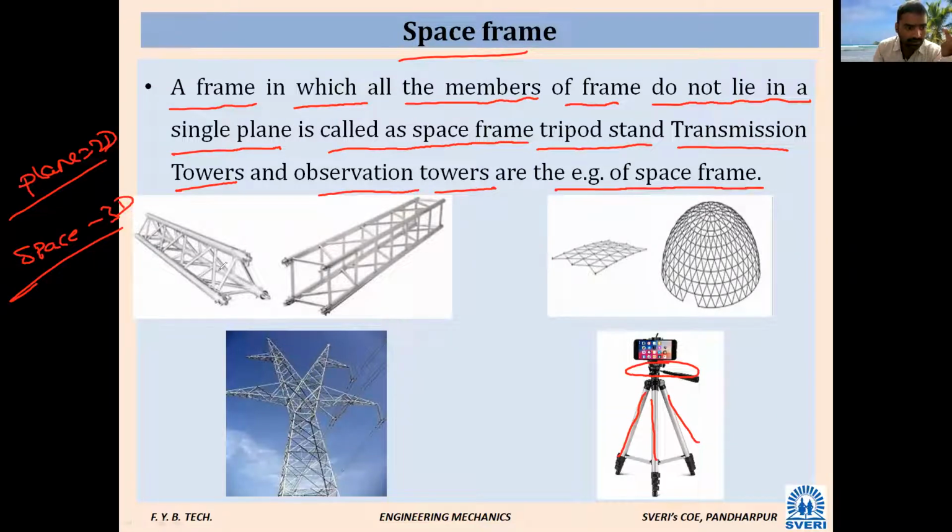See here, there is one leg, there is another. So in order to show this, you should have three dimensions. This is a transmission tower. Will you represent it in two dimensions? No, it is not possible. It is three-dimensional. So this is a roof, that is a dome, a shell. In order to represent this, you have to represent it in 3D. The members which do not lie in a single plane form a space frame. These are the examples for the space frame.